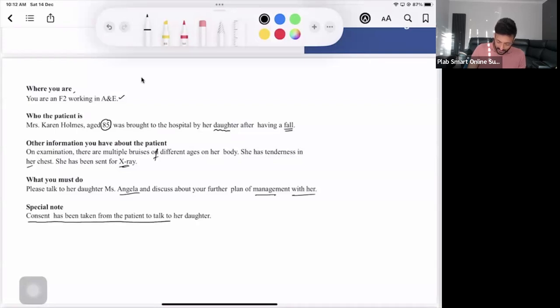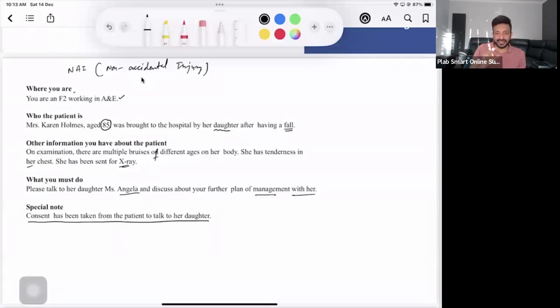And the consent has been taken from the patient to talk to her daughter, right? That's the thing. Now, a lot of questions might be there in your mind. Number one, if you see this line in the question, on examination, there are multiple bruises of different ages on her body. When we see this, what comes to our mind? Multiple bruises of different ages. The thing that you should have in your mind is NAI, non-accidental injury, right? I'm not saying it is non-accidental injury, but it is one of the biggest reasons here for the fall maybe, and it is my topmost differential.